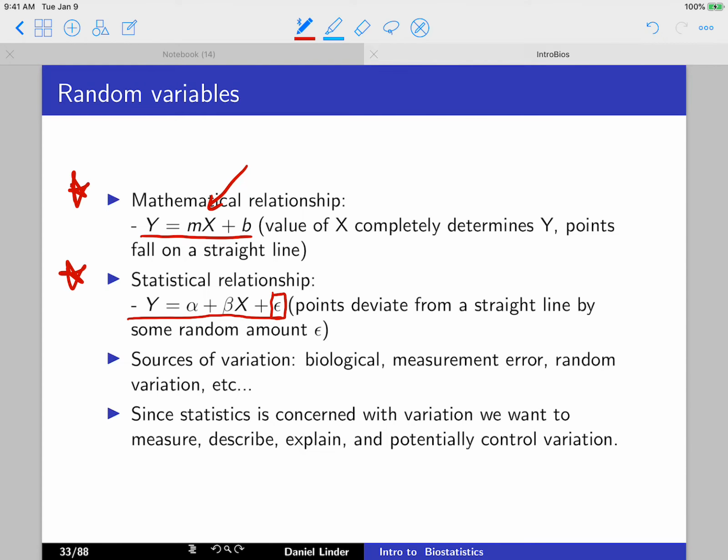Okay. So these sources of variation can be biological, they can be measurement error, as we've discussed before, they can be random variation, etc. And so since statistics is concerned with variation, we want to be able to measure, describe, explain, and potentially control this variation.